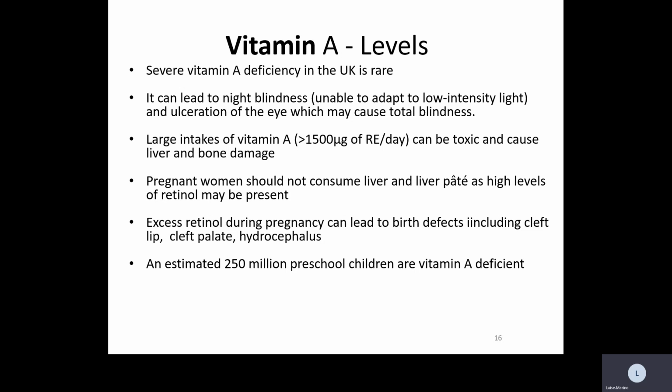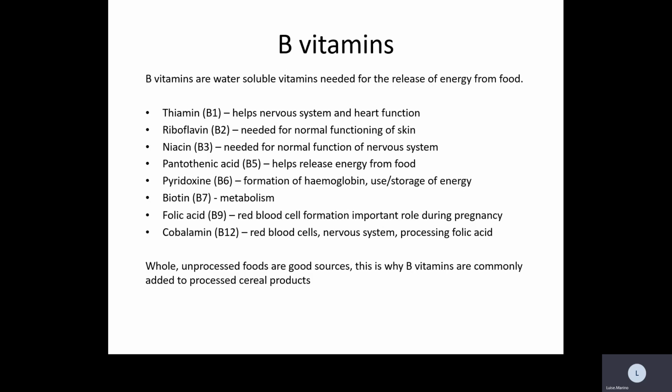An estimated 250 million preschool children are vitamin A deficient, and many of those are in sub-Saharan Africa and Southeast Asia. B vitamins are water soluble and they're needed for the release of energy from food. Thiamine helps the nervous system and heart function, so you can end up with right-sided heart failure if you have low thiamine levels. You also end up with Wernicke's encephalopathy, as said before, if you've got vitamin B1 deficiency. Riboflavin is needed for normal skin function, and niacin is needed for normal function of the nervous system.